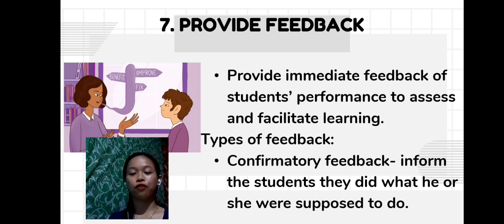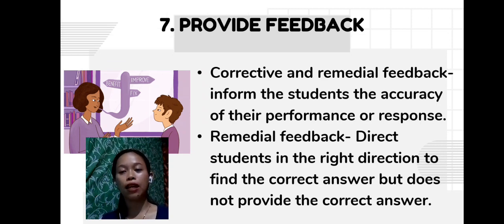There are types of feedback. First one is confirmatory feedback. It means that we inform the students they did what he or she was supposed to do. And the next is corrective feedback. It means that we inform the students of the accuracy of their performance or response.